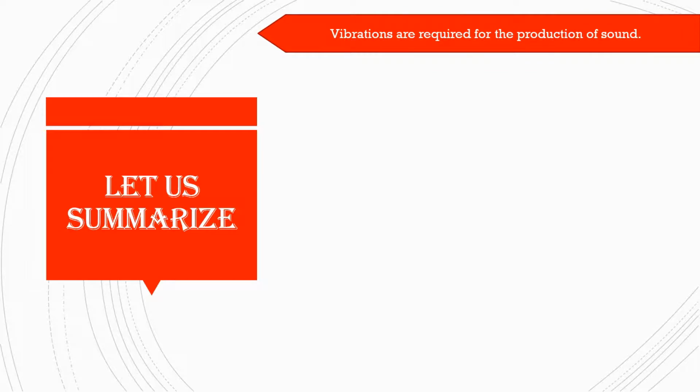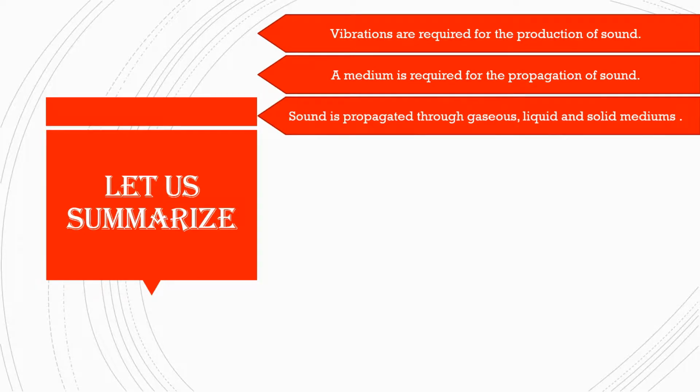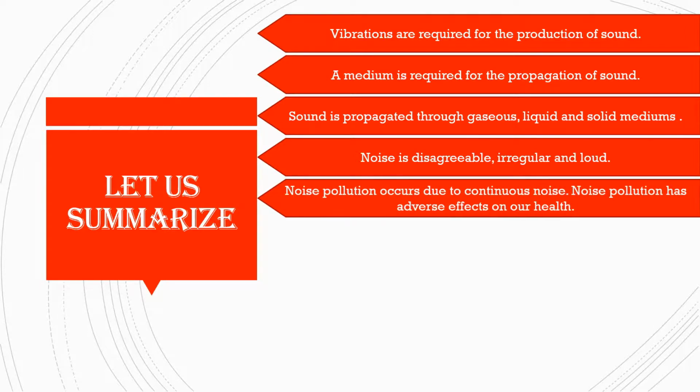So students, this was the end of the chapter. Now let us summarize what we have learned. So we learned that vibrations are required for the production of sound. A medium is required for the propagation of sound, and sound is propagated through gaseous, liquid, and solid mediums. And noise is disagreeable, irregular, and loud. Noise pollution occurs due to continuous noise, and noise pollution has adverse effects on our health.